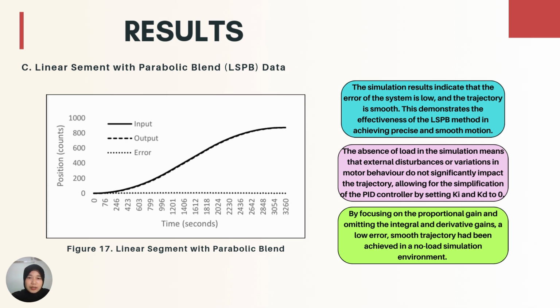The simulation result indicates that the error of the system is low and the trajectory is smooth. This demonstrates the effectiveness of the LSPB method in achieving precise and smooth motions. The absence of loads in the simulation means that external disturbances or variations in the motor behaviors do not significantly impact the trajectory, which allows for the simplification of the PID controller by setting Ki and Kd equal to 0. So by focusing on the proportional gain and omitting the integral and derivative gains, a low error, smooth trajectory has been achieved in a no-load simulation environment.